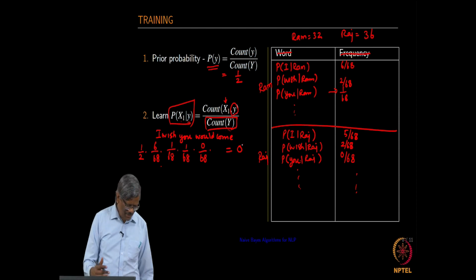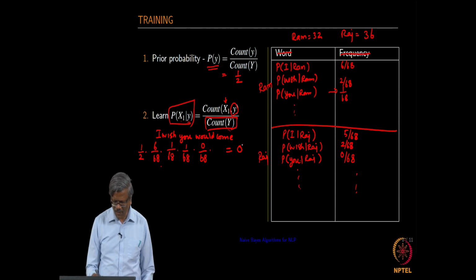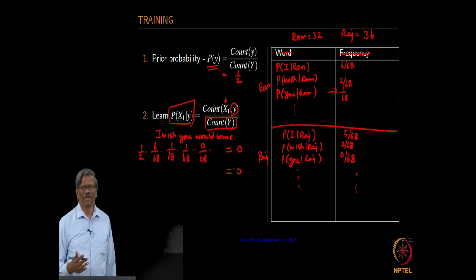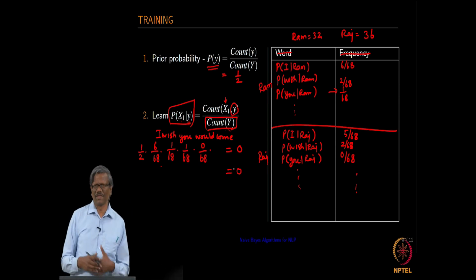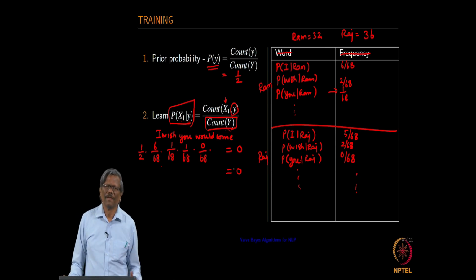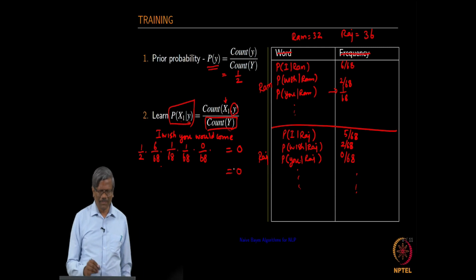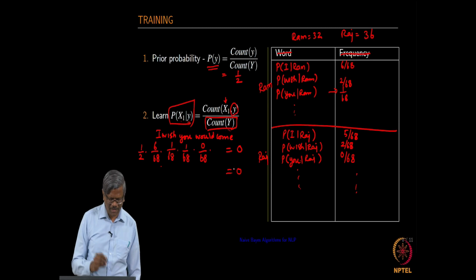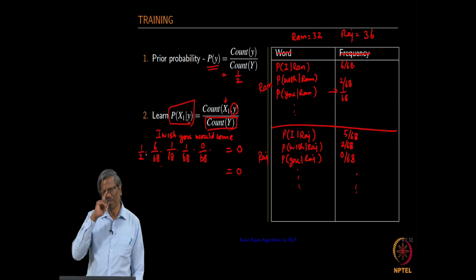So, again if you look at the other one, so you will have the same problem. So, how can we solve this problem? So, using this, it is not possible for us to find out who had sent the mail. So, in order to solve this problem, what we do is we do an add one smoothing to each one of the variables.